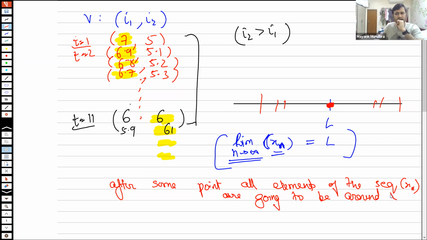Not necessarily at L, not equal to L. They are going to be around L. Now, this "around L" is a very vague term. Vague how? What is around?